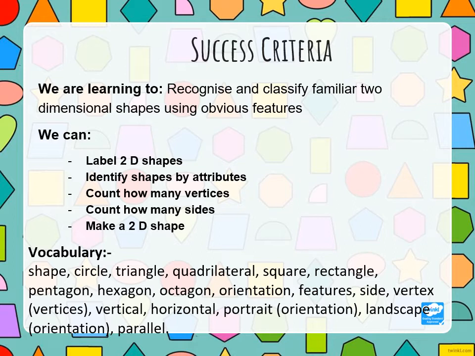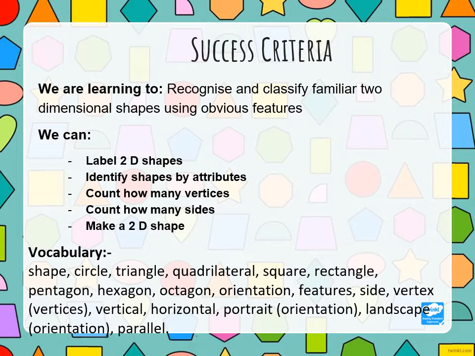We can label 2D shapes, identify shapes by their attributes, count how many vertices or vertex there are, count how many sides make a two-dimensional shape.